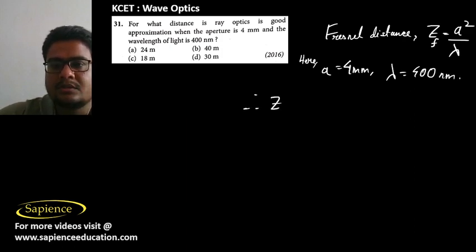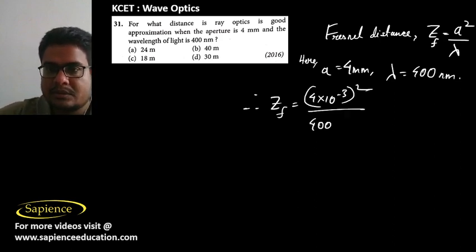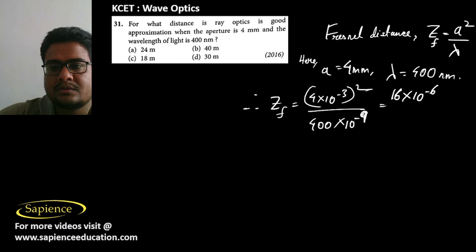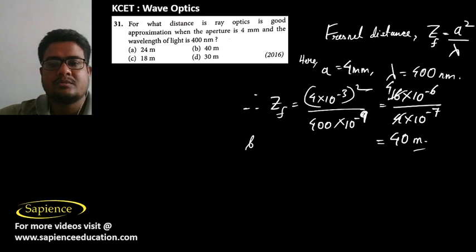So therefore the Fresnel distance ZF will be given as 4 millimeter, that is 4 into 10 power minus 3 whole square divided by lambda, that is 400 nanometer. So 400 into 10 power minus 9 meter. So this is 16 into 10 power minus 6 by 4 into 10 power minus 7. 4 fours are 16. This will be equal to 40 meter. So option D is the correct answer.